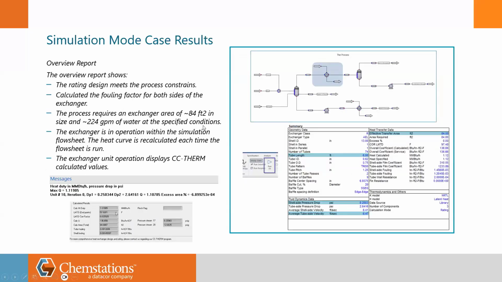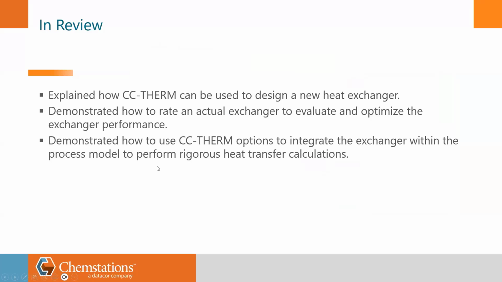So here is what we have gone through. The values are a little bit less because I took different specifications, but it's approximately very close. And as I showed you, CCTerm will display the calculated values and the heat curves that are run every single time. And in review, we have explained how CCTerm can be used to design a new heat exchanger, demonstrated how to rate an actual exchanger to evaluate and optimize its performance, and demonstrated how to use CCTerm options to integrate the exchanger within the process model to perform rigorous heat transfer calculations.